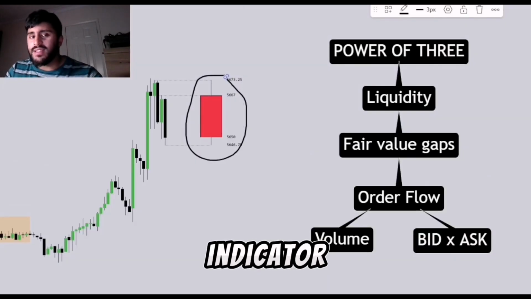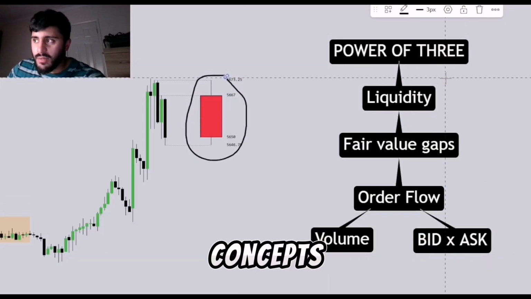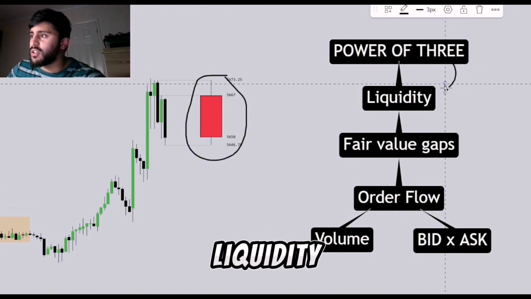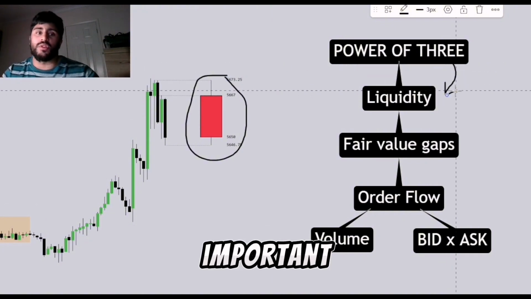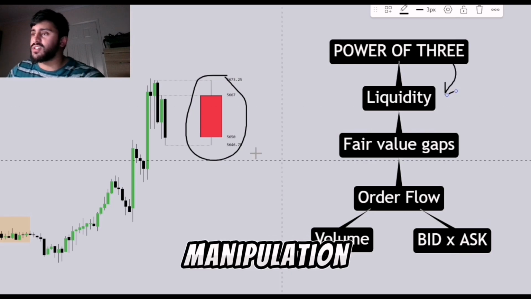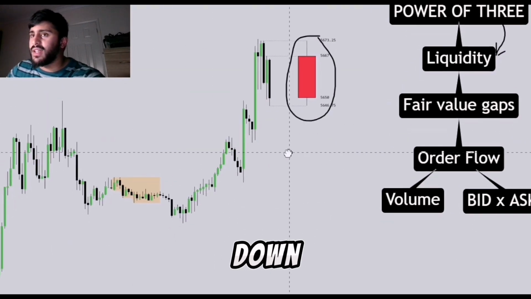This indicator alone has to be used with other concepts. Let's break this down, right? You need to understand the liquidity sweep. Liquidity is very important because it gives you context on where the manipulation has occurred, right? So let's just break this down in terms of ES.